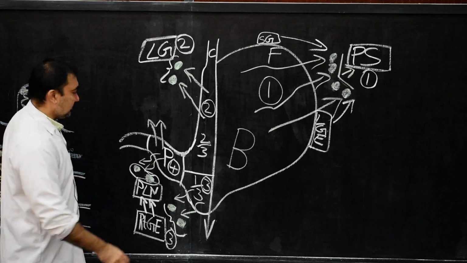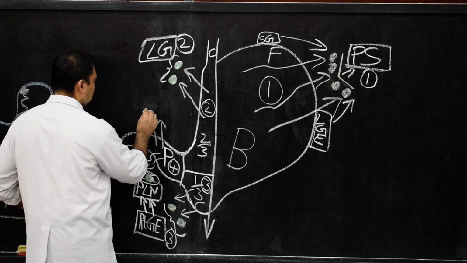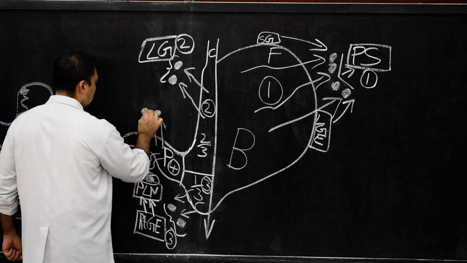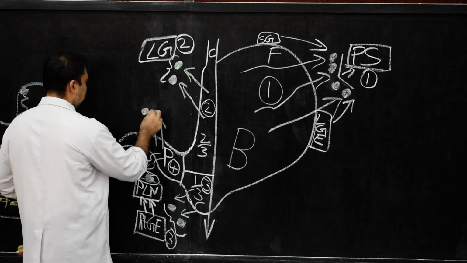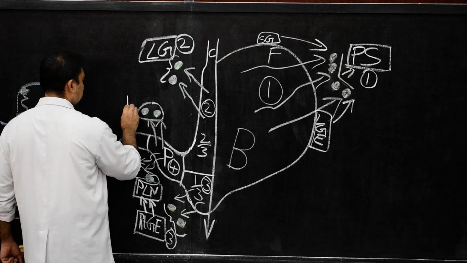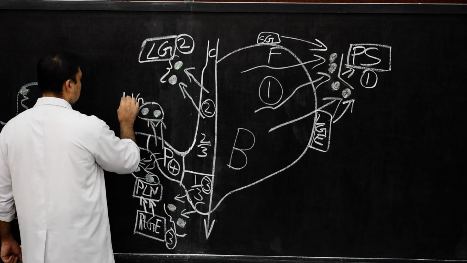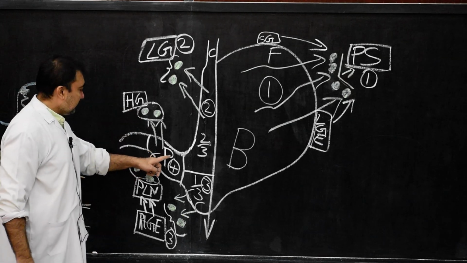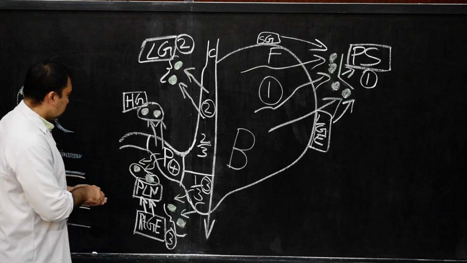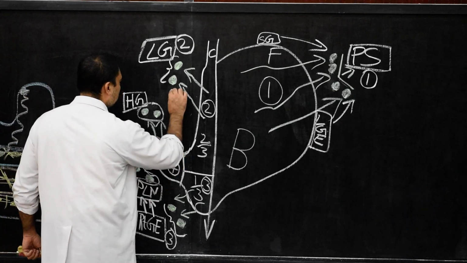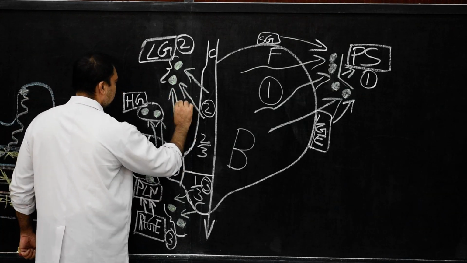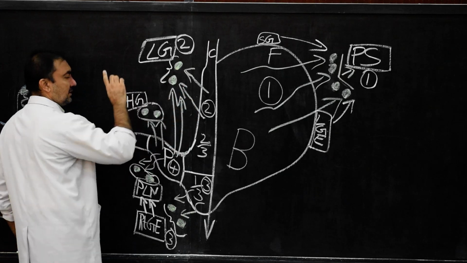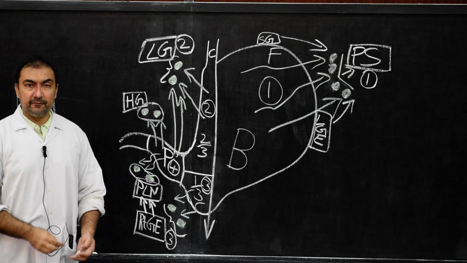hepatic group of lymph nodes which are lying over here. So they will drain into hepatic group of lymph nodes, and we are going to mark this as hepatic group of lymph nodes. And the remaining part from pyloric antrum will drain into these group of lymph nodes, and these are left gastric group of lymph nodes.